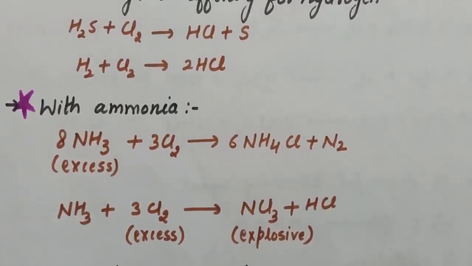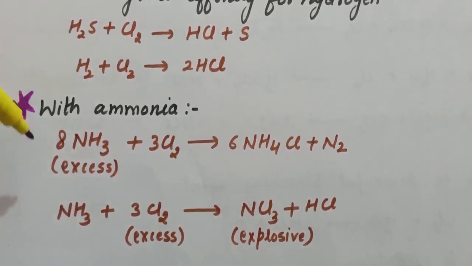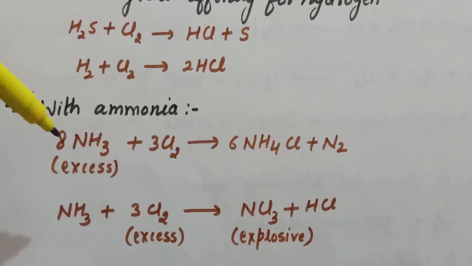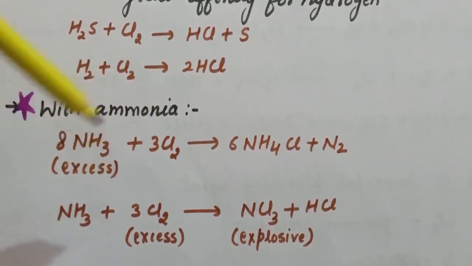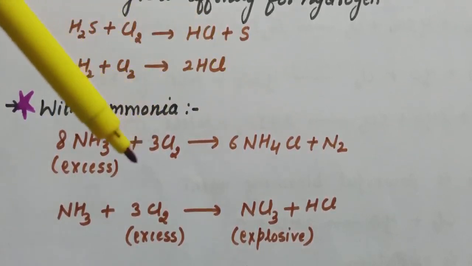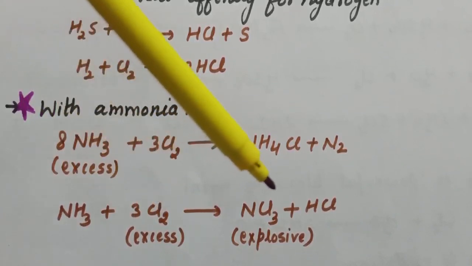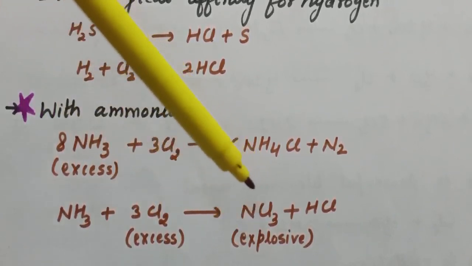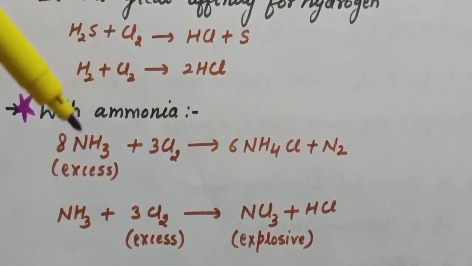Third reaction is reaction of chlorine with ammonia. Now this is one of the important reactions of chlorine. So when we treat chlorine with ammonia, and if we take ammonia in excess, ammonium chloride is formed. But the second case is if we take chlorine in excess, then nitrogen trichloride is formed, and this is an explosive compound. So in reaction with ammonia we have two cases.